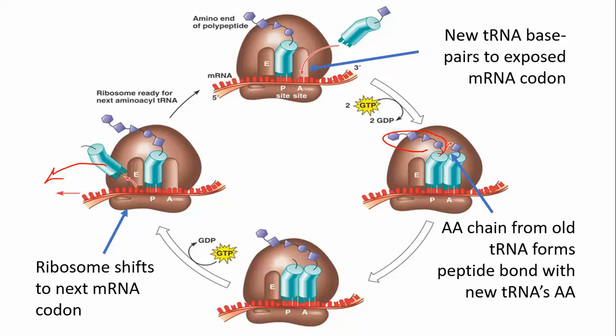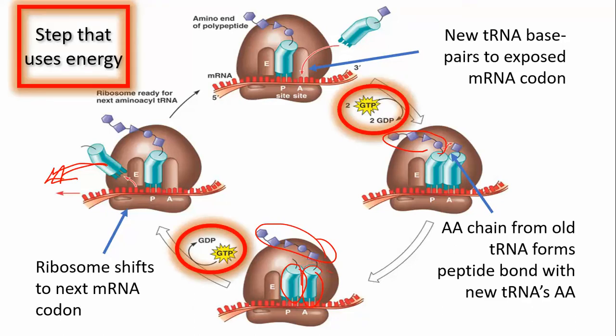After that, you have a tRNA that has a growing polypeptide chain attached. And then what's going to happen is the ribosome is going to shift over until you get to the next codon. That old tRNA that no longer has the polypeptide chain attached to it gets kicked out. And this whole process repeats over and over and over. Also notice there are multiple steps that use energy. So if you don't have energy in a cell, you cannot synthesize proteins.